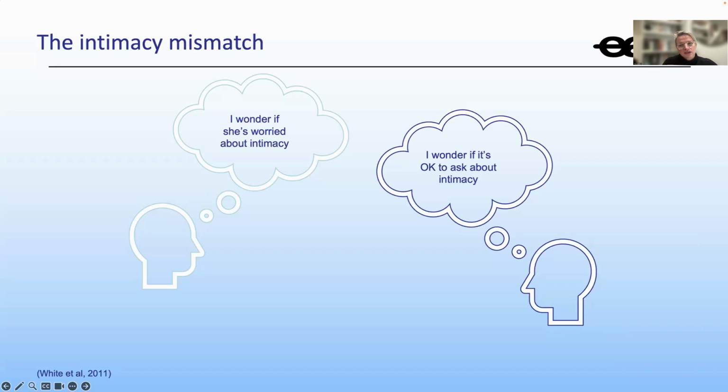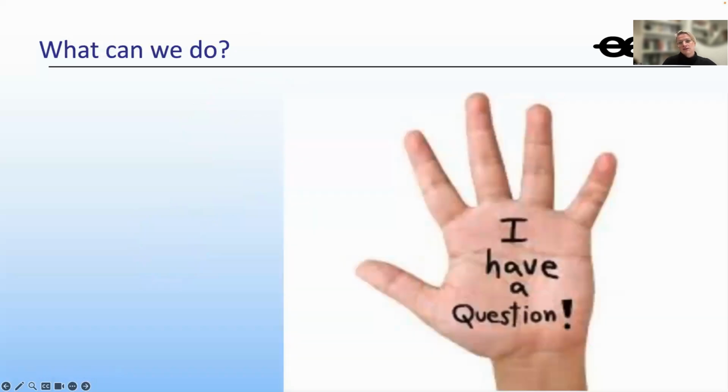So the patient waits for the clinician to approach the subject and to have the issue legitimised during a conversation. However, the clinician may wait for permission from the patient to start that conversation. So what can we do? And we'll learn more about this from Marika in the final talk this evening.